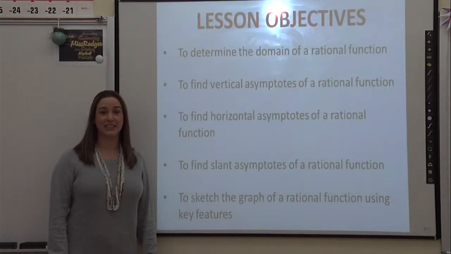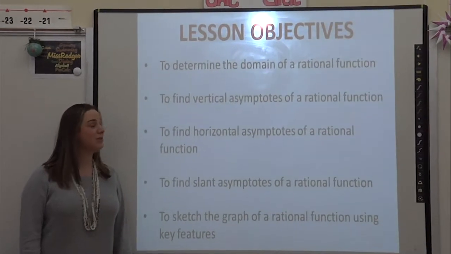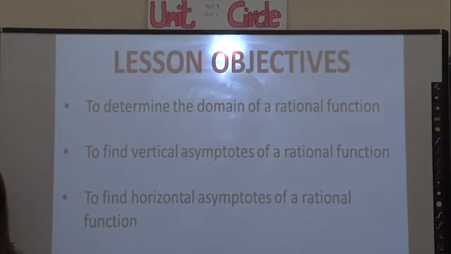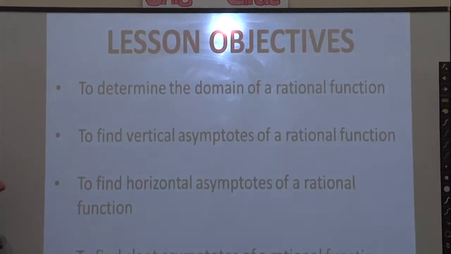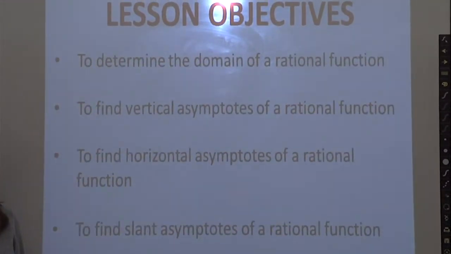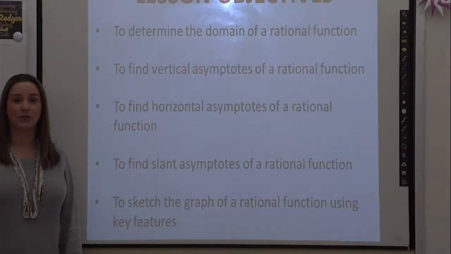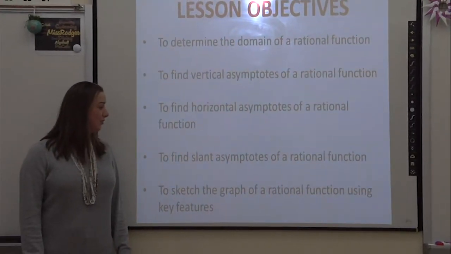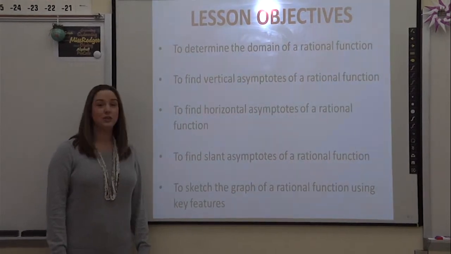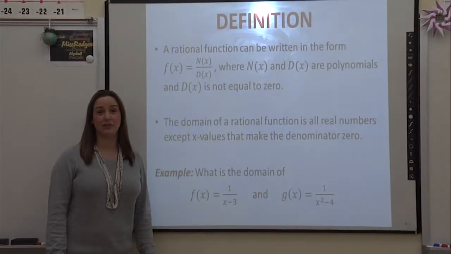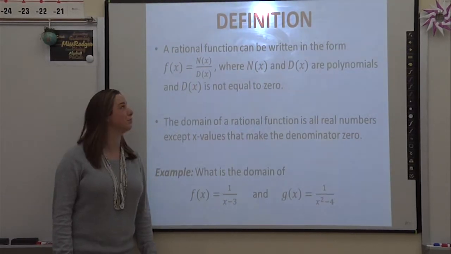Let's take a look at the lesson objectives: to determine the domain of a rational function, to find vertical asymptotes of a rational function, to find horizontal asymptotes of a rational function, to find slant asymptotes of a rational function, and to sketch the graph of a rational function using key features. Let's take a look at the definition of a rational function before we start some problems.